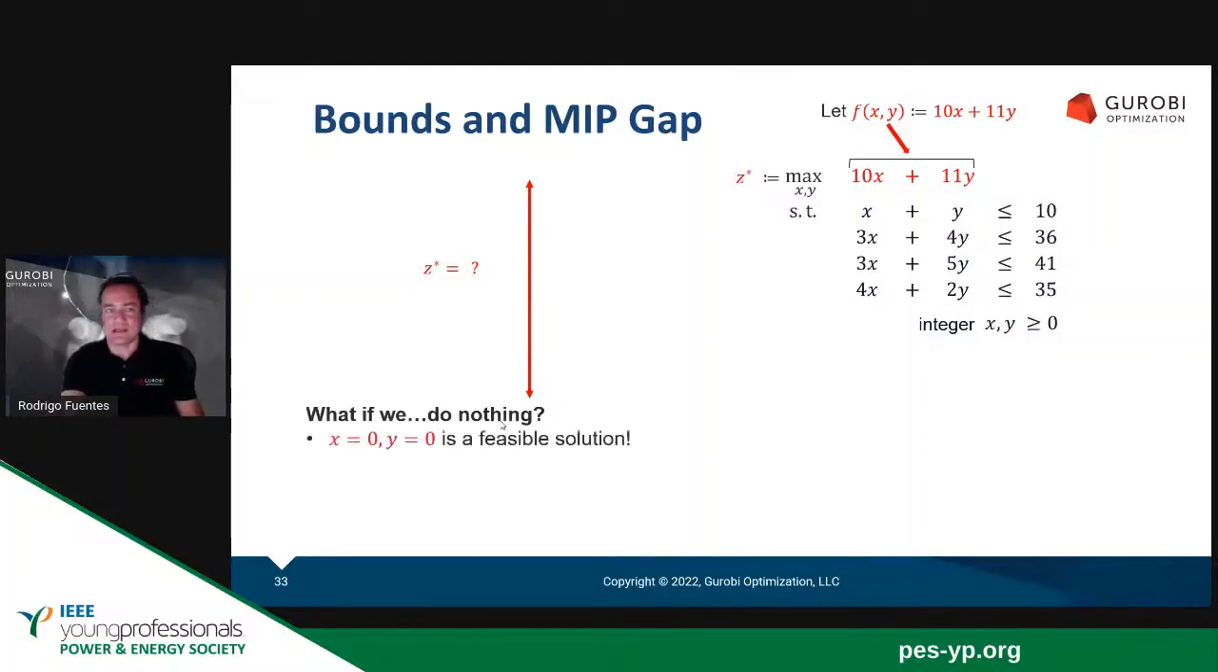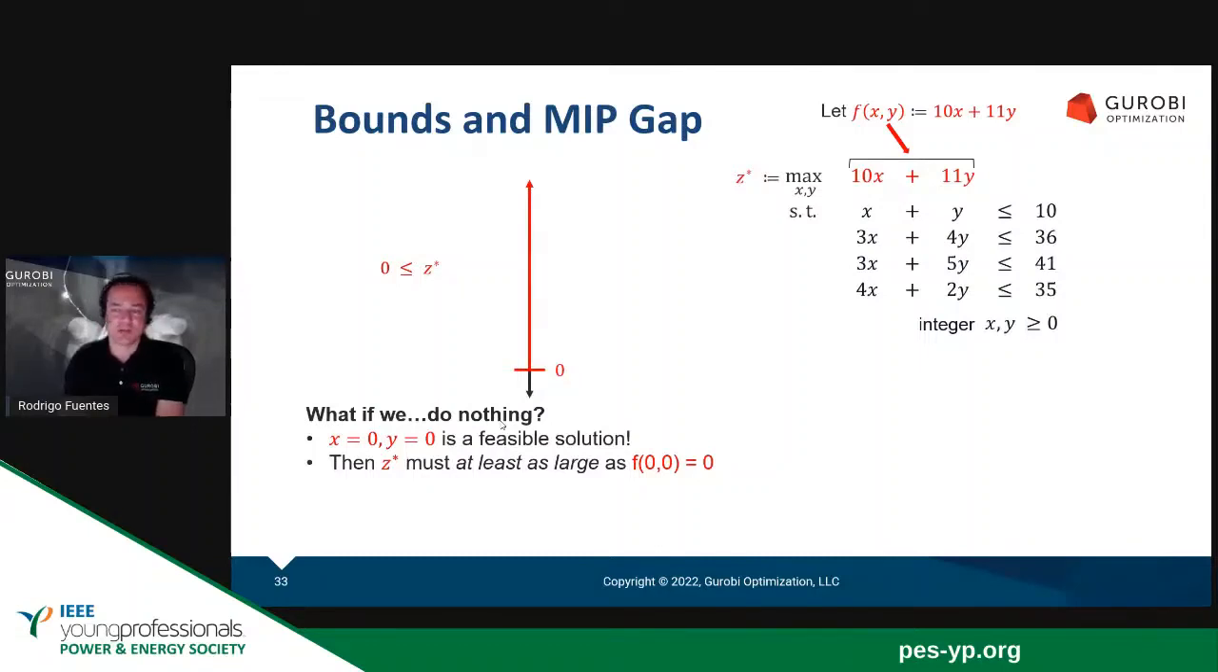And the objective will be 0. We have not manufactured any chair, any stools. We don't make any profit. It is feasible, but it's not really the best we can do. We can do a lot better than this.